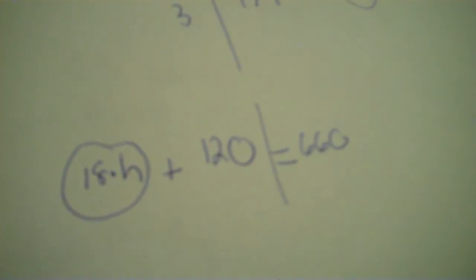Again, a plus can be written in any order. I can put this before the plus or this. I would want that because that's how I'm used to seeing those types of problems. Again, instead of X, it's an H. It works the same way. So I minus 120 and then divide by 18. 660 minus 120 is going to be 540. Then you're going to divide by 18.